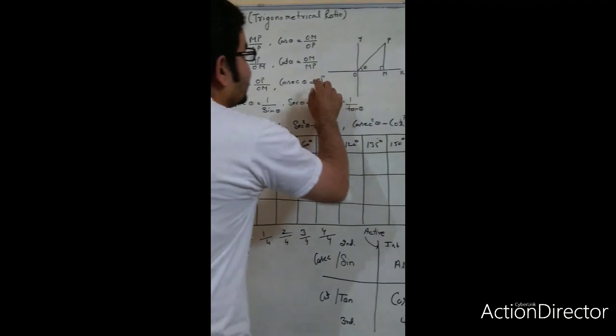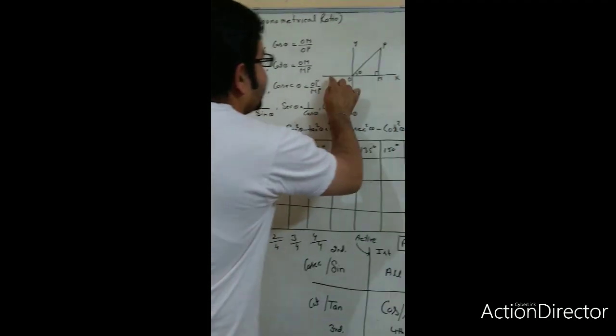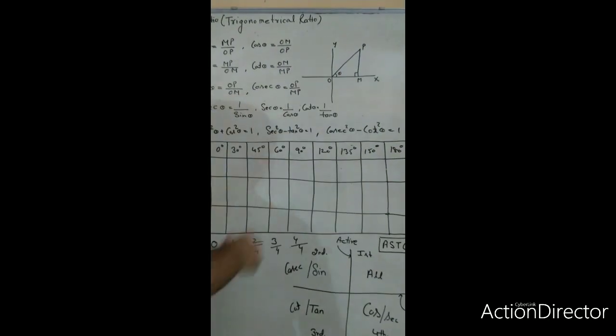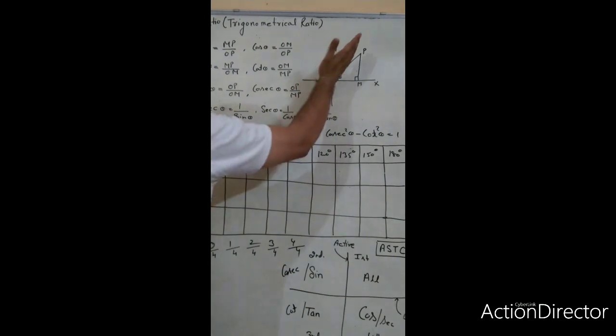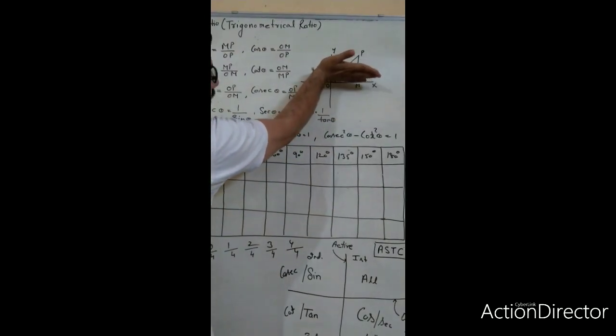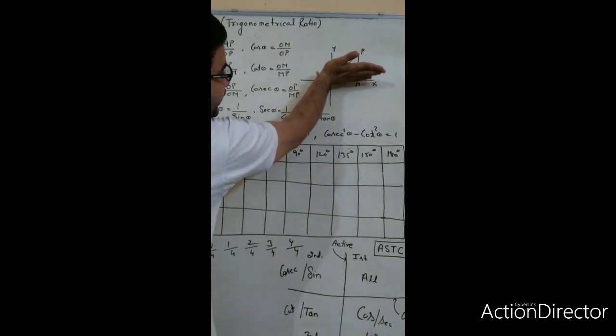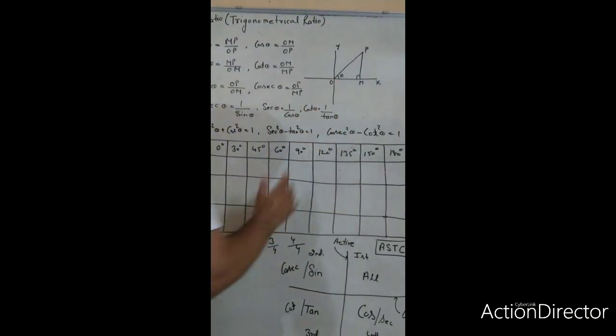So, let us start. This is an OX line and this is an OY line, and OP is a revolving line. This revolving line starts its rotation from the OX axis and moves in an anti-clockwise direction in such a way that it makes an angle theta.